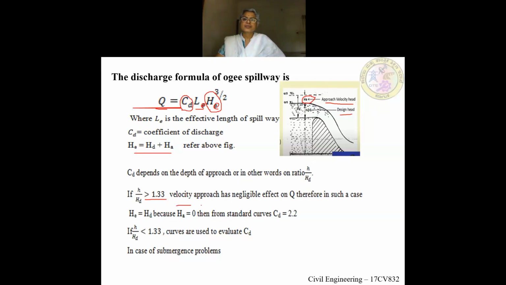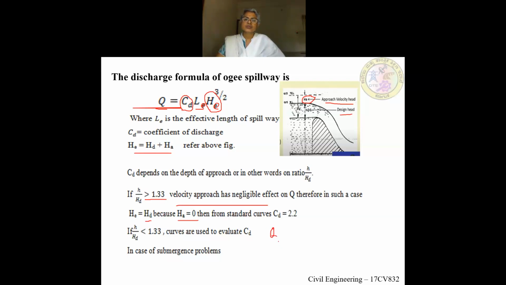So velocity of approach has a negligible effect. When H by HD is greater than 1.33, the velocity of approach can be taken as 0. Therefore, HE will be equal to HD plus HA according to this. When HA becomes 0, HE will become HD.